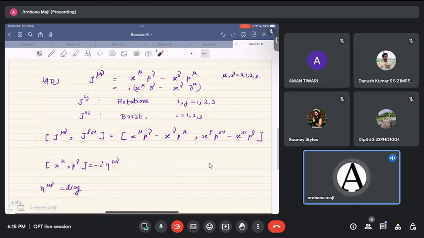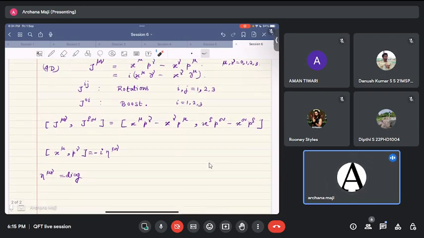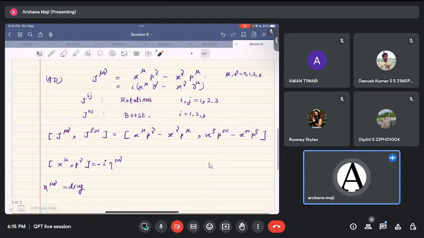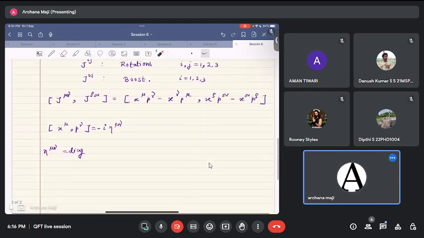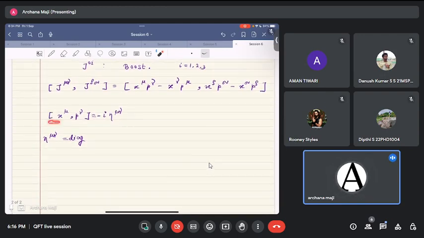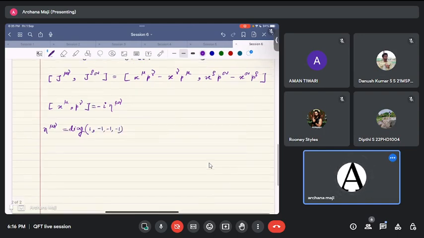Now I'm trying to derive what is the algebra satisfied by these generators of Lorentz transformation. Okay, so I'm saying that here the commutation relation between x and p is minus I eta mu nu, because our convention is eta is 1, minus 1, minus 1, minus 1. Okay, so you can see that with this minus sign you get the correct commutation relation, that is x px equal to I and so on.